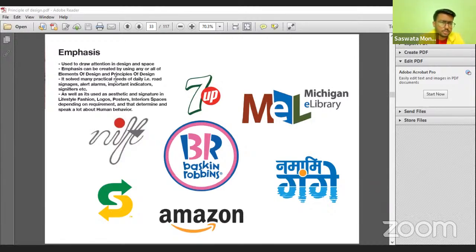That is what is written over here. In daily usage, we use it mostly in signals and important indicators, as well as an aesthetic and signature in lifestyle, fashion, logos, posters, and interior spaces, depending on requirement, and that determines and speaks a lot about human behavior. Now, how do we use it? People might ask how we use it in our daily lives, in fashion or lifestyle.